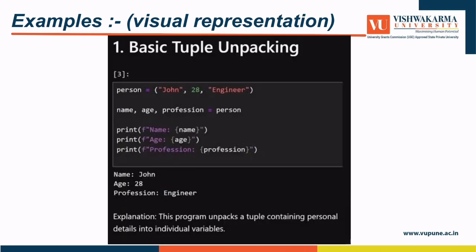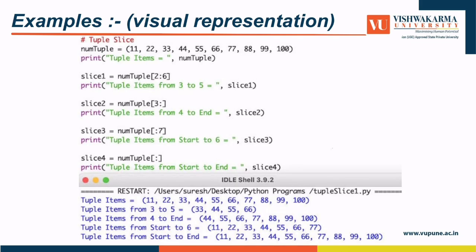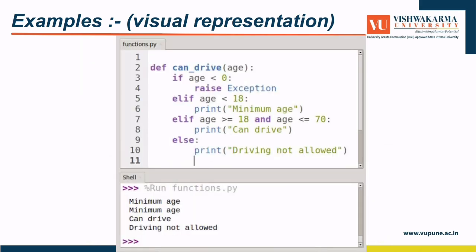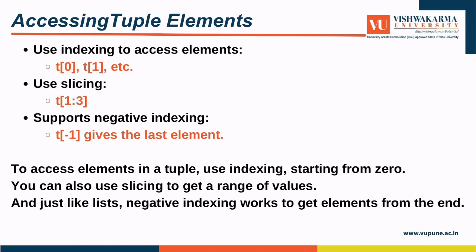Now we will see the next one, that is the basic tuple unpacking. Here is an unpacking tuple example where you can see the person, engineer, name. Now here is the slicing tuple example where the slice is printed and the number of slice items is printed. This is the return function example of the tuple, and these were all the 4 examples.